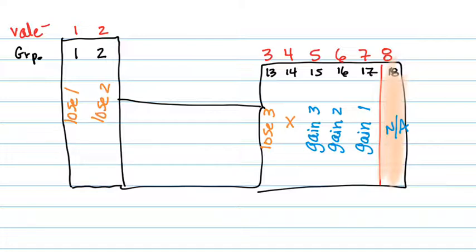Now, remember, losing and gaining electrons, what does that do for your charge? Well, if you lose 1 electron, that means you lost a negative. So you're going to have a 1 plus charge. For group 2, if it loses 2 electrons, it's going to have a positive 2 charge. Both of these are positive, because they're losing electrons.